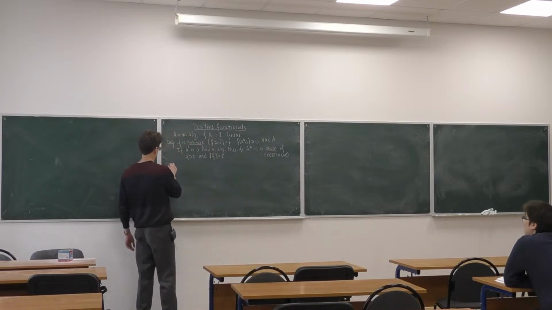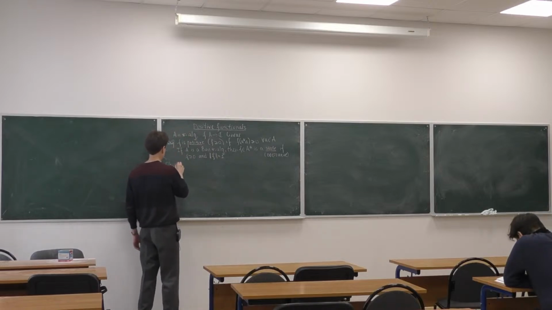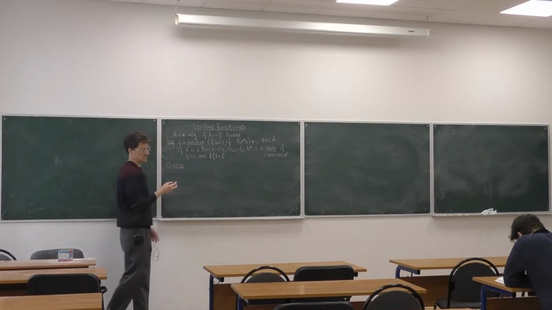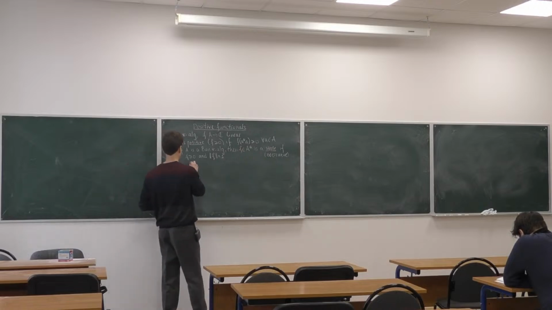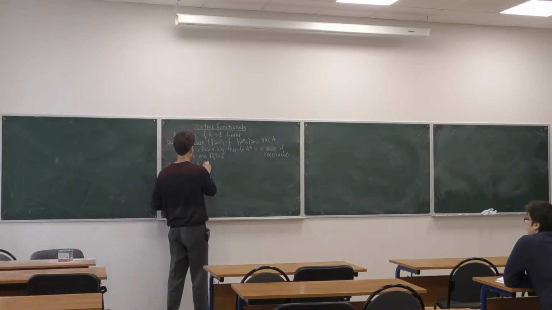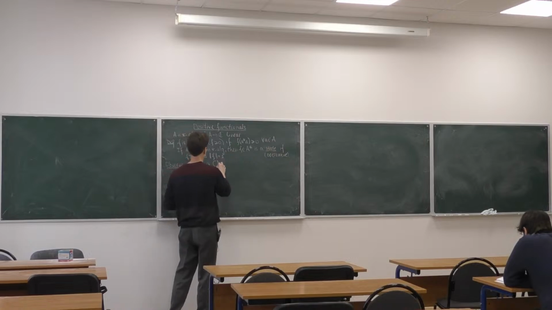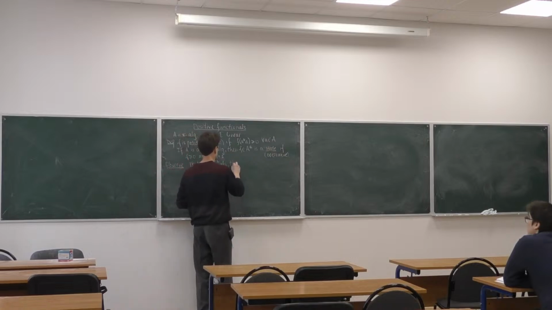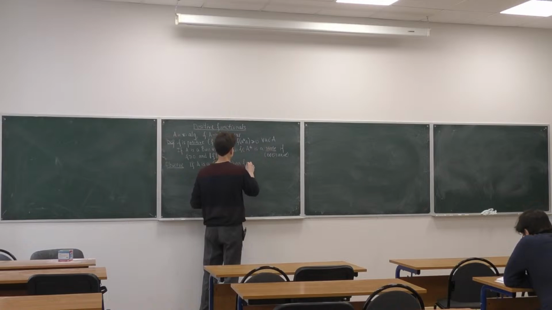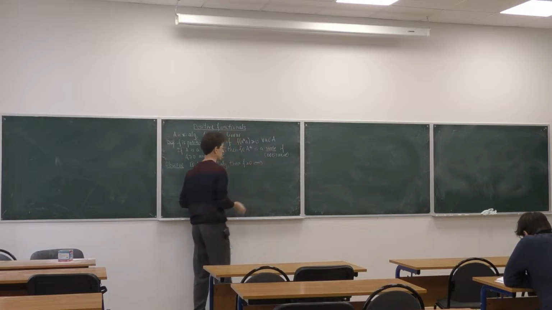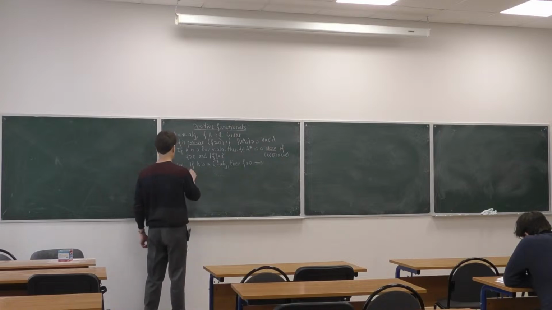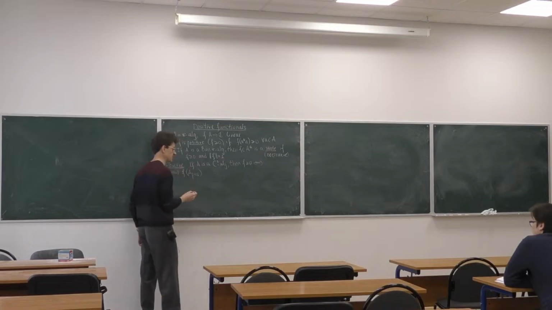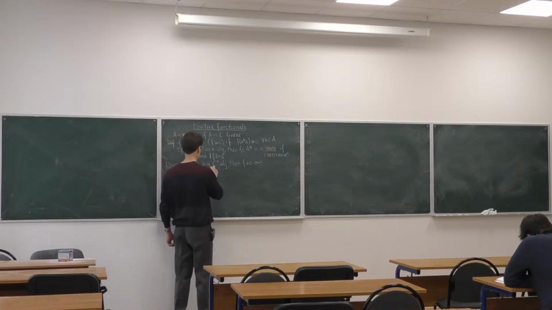Okay, let's now observe that if A is a C-star algebra, then this definition can be written in the following way. If A is a C-star algebra, then a linear functional f on A is positive if and only if it preserves positivity. So if it takes the positive cone of A, the set of all positive elements, to non-negative numbers.